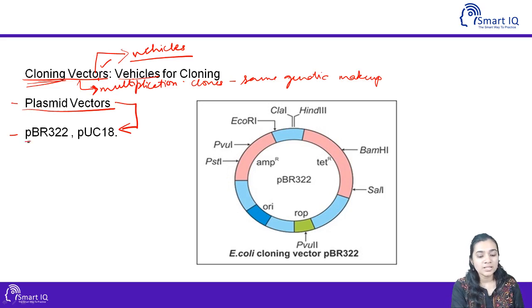Now the p here indicates plasmid, and BR in this case is the name of the scientist that produced it. We do not know what the numerical part derives from. Even here, p stands for plasmid, but UC stands for University of California, where this plasmid was first produced. This is probably the 18th plasmid that they produced, which is why it is called pUC18. So this is the nomenclature of the plasmid vectors that are produced.